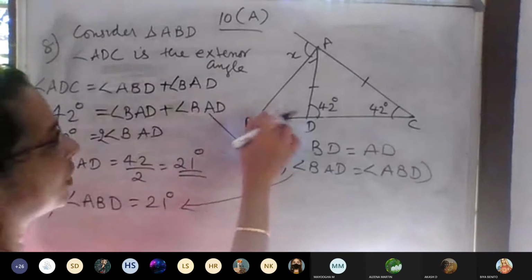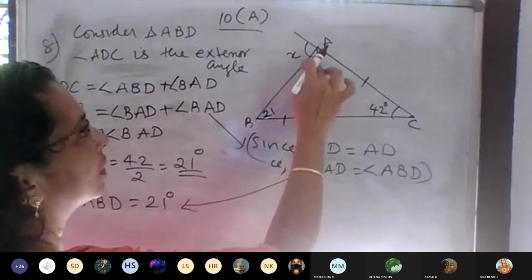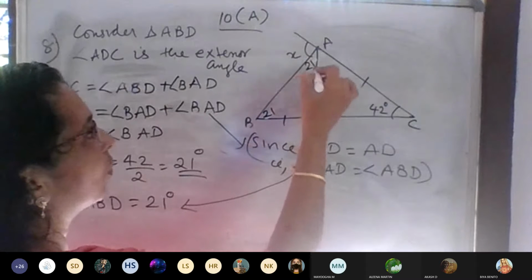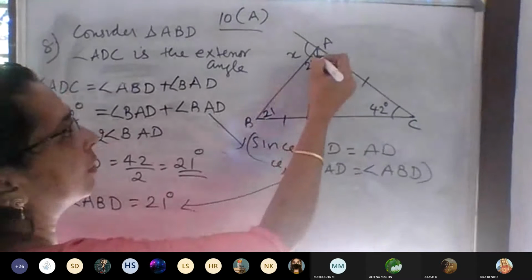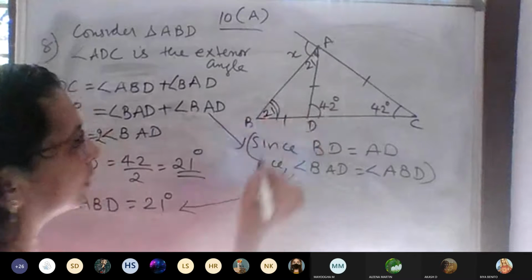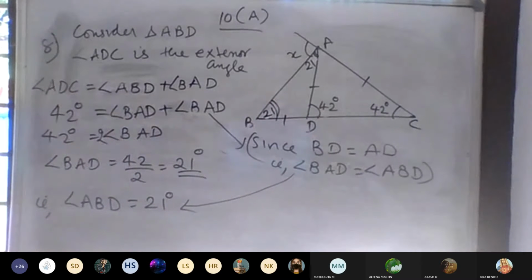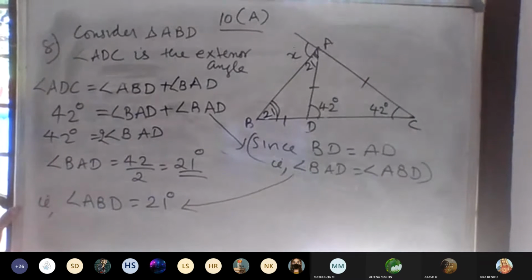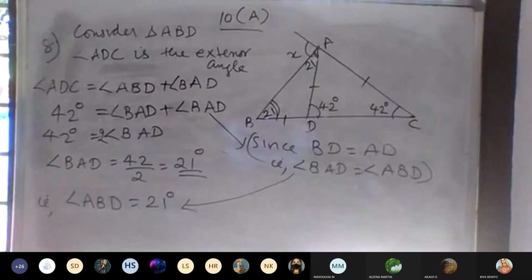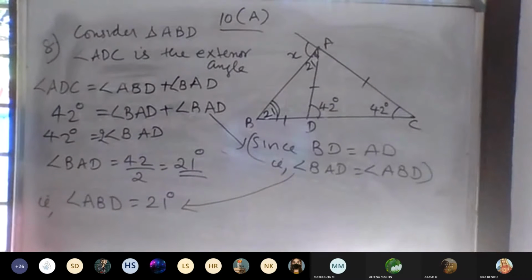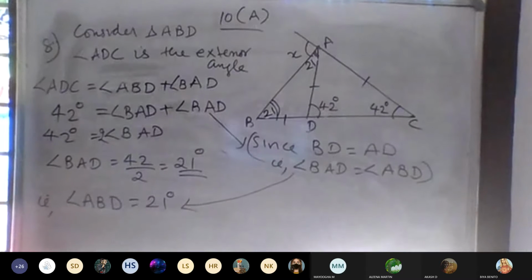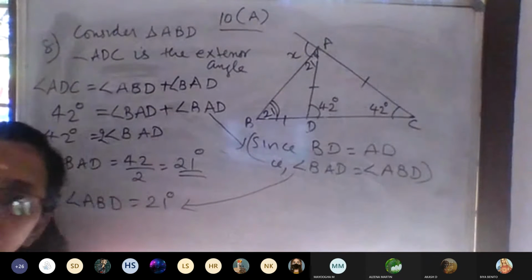This one we got as 21. Here also we got which one? 21. That small angle, this one. We have to reach the X. X is, if we consider that big triangle, X, that you have to complete.